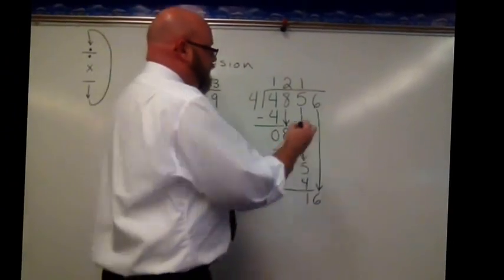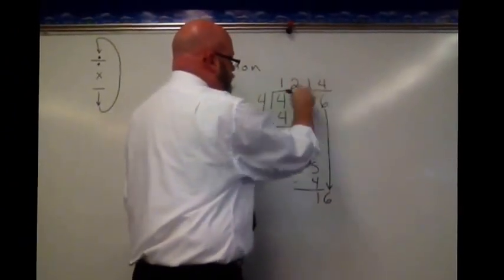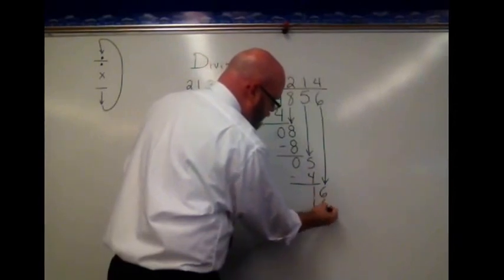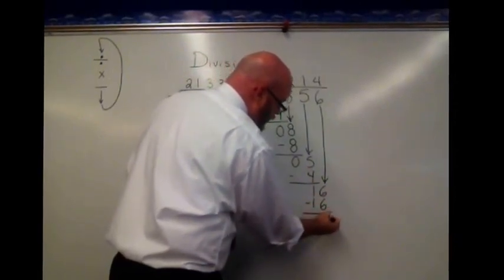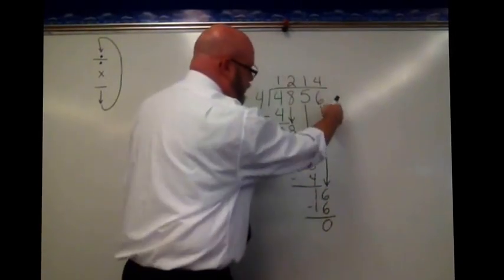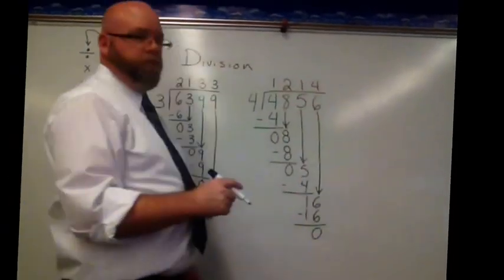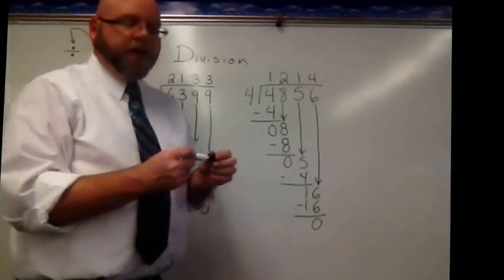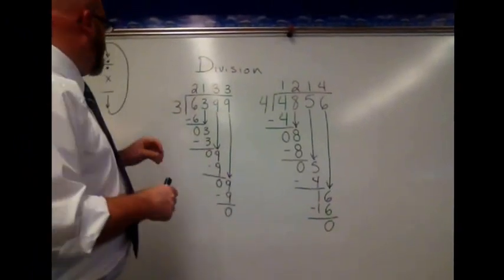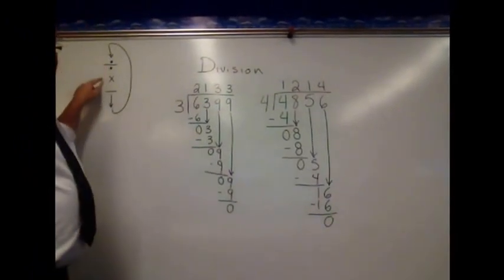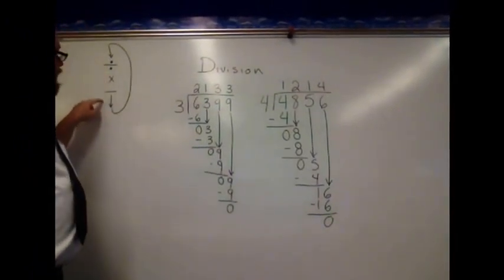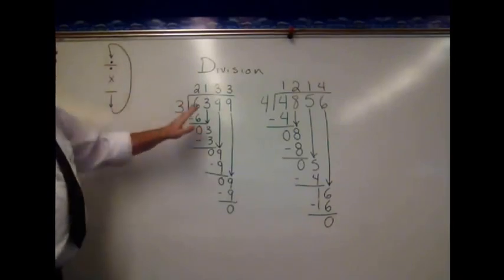16 divided by 4 is 4. 4 times 4 is 16. Subtract. 0. Nothing more to bring down. And there's my final answer. The steps to division are really not that complicated. You just remember, divide, then multiply, subtract, bring down, and repeat until I've run out of numbers.